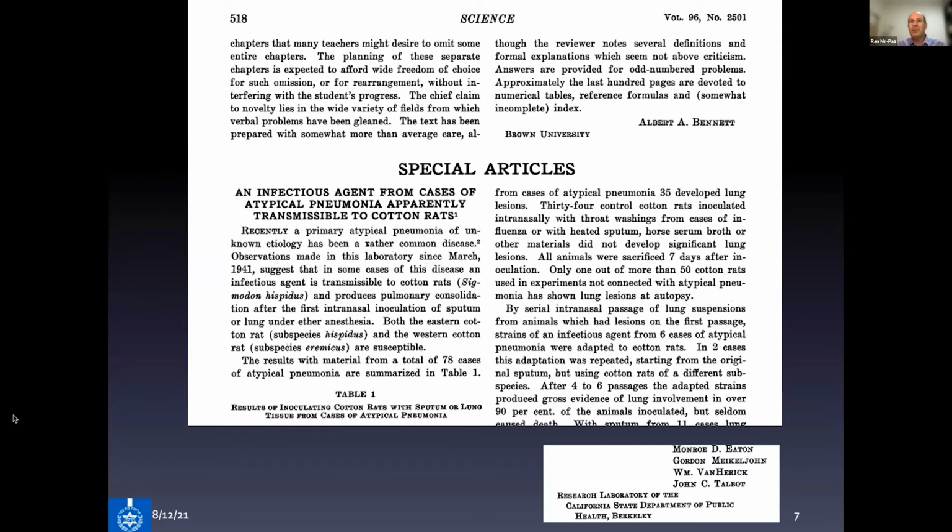And then in Science, indeed, in December 1938, Eaton and colleagues from the Department of Public Health in Berkeley described a pathogen that passed through filters, but was too small and thus was perceived as a virus. But later on, only practically 20 years later, it was found to be a real pathogen, known later to be Mycoplasma pneumoniae.